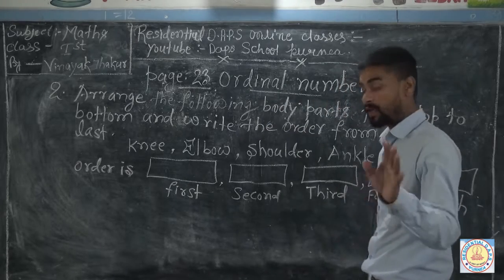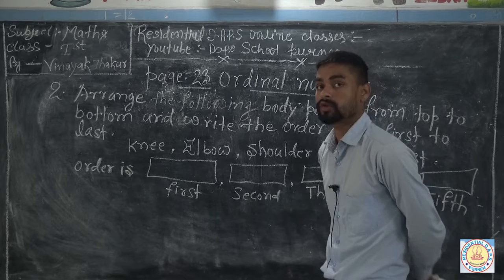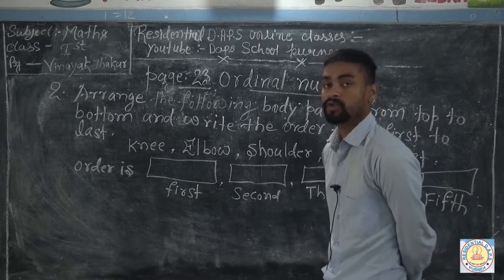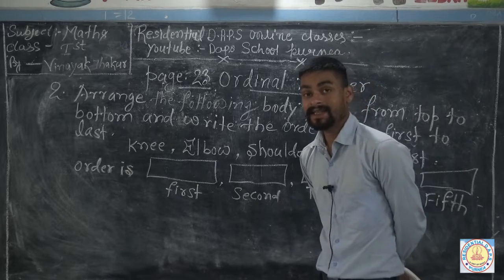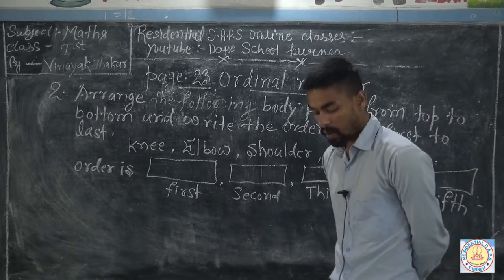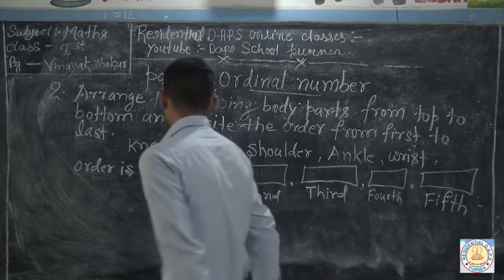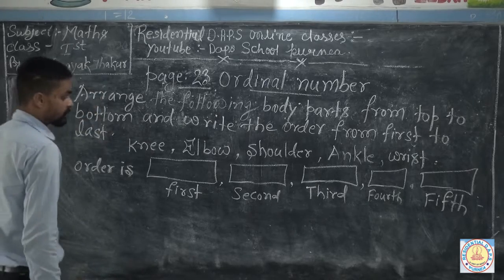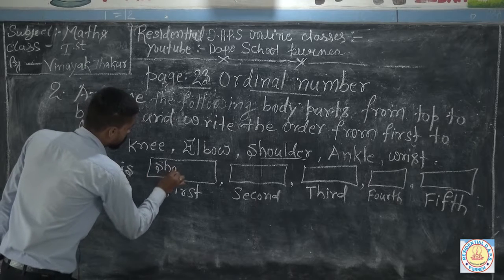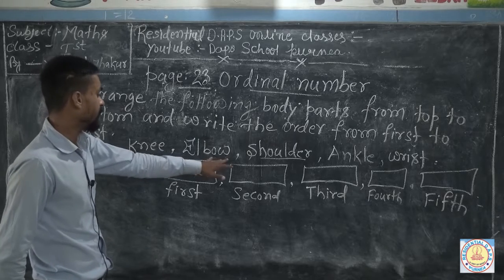So guys, you have to recognize your body parts in the right order from top to bottom. You have a few options, and your options are knee, elbow, shoulder, ankle and wrist. Which of these options comes first in your body? You also know that the shoulder comes first. So in your first order, shoulder comes up. Then you have to look at your parts.